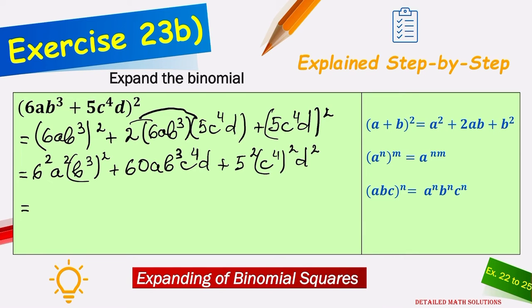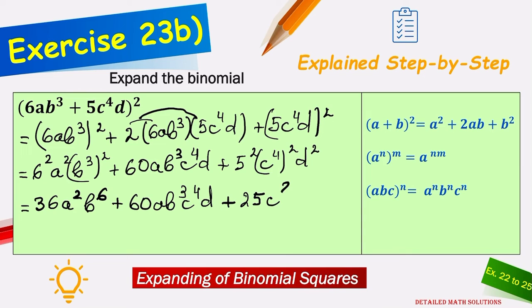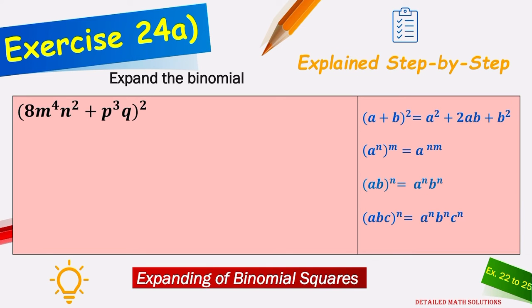What's left is to simplify the first and the last term of this expression. So this equals 36a squared b to the sixth power plus 60ab cubed c to the fourth d, we just rewrite this term, plus we have 25c to the eighth power d squared. Next exercise.